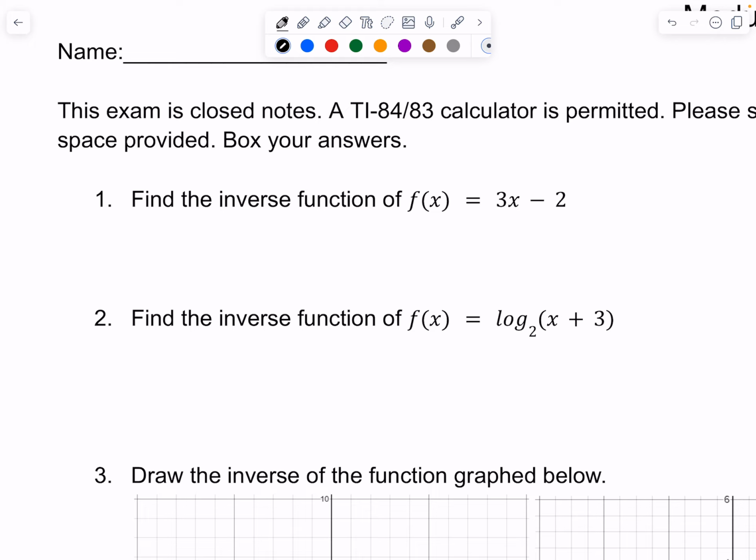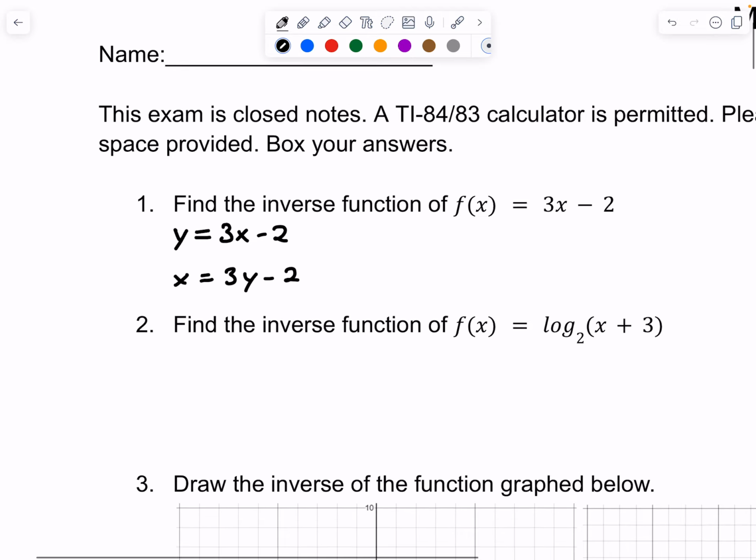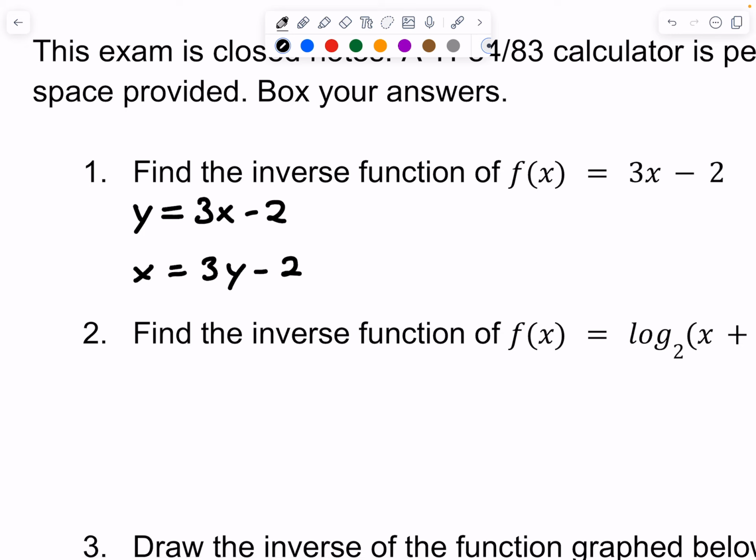To find an inverse function, the first thing we're going to do is I like to rewrite it with y, and then I like to switch x and y. Because inverse, really fundamentally, that's what inverse is doing, is switching the x and y value. This is basically the answer already. The only thing we're going to do from here is solve it for y, because we want to get y by itself.